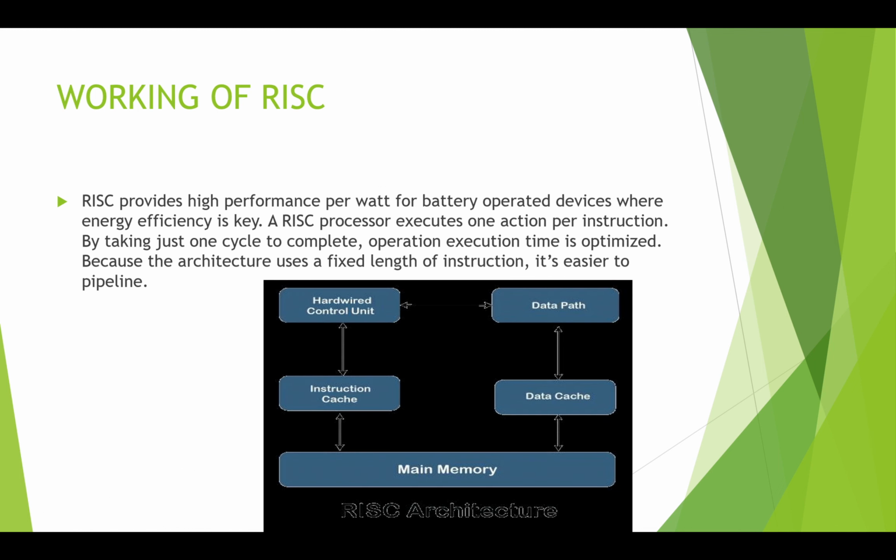So how does RISC actually work? RISC provides high performance per watt for battery-operated devices where energy efficiency is key. A RISC processor executes one action per instruction, taking just one cycle to complete an operation. Execution time is optimized. Because the architecture uses a fixed length of instruction, it's easier to pipeline. So this is how RISC works.